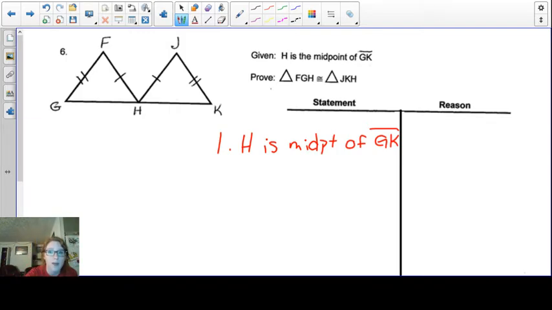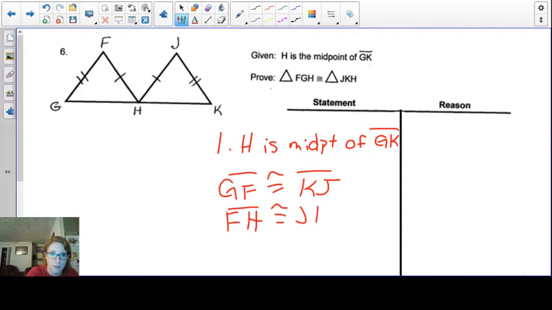So I'm told that H is the midpoint of GK. But is that all I know? Do I have things going on in my picture that aren't necessarily written down for me? Yeah, I know that GF is congruent to KJ. And I know that FH is going to be congruent to JH. That is all pieces of given information to me.